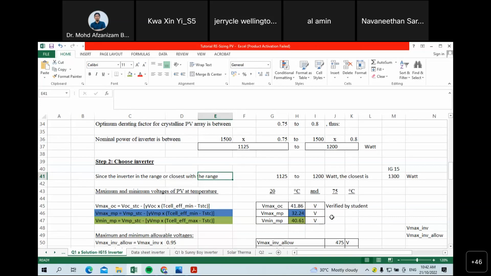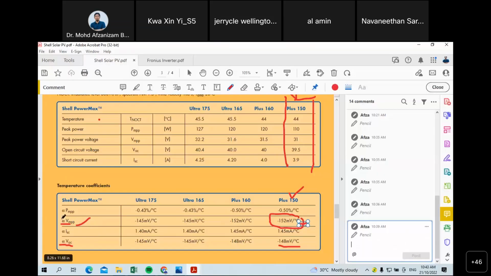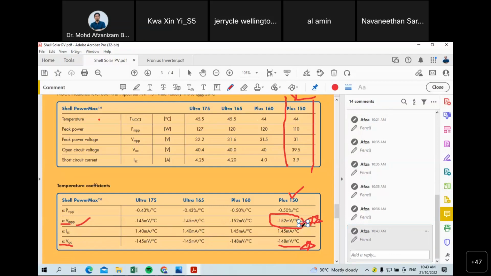Be careful, we are using another type of gamma. Previously we used gamma VOC, but this time around we are using gamma VMP. That is addressed here, gamma or alpha VMP versus gamma or alpha VOC, because it will give you a slightly different value. 152 and 148.